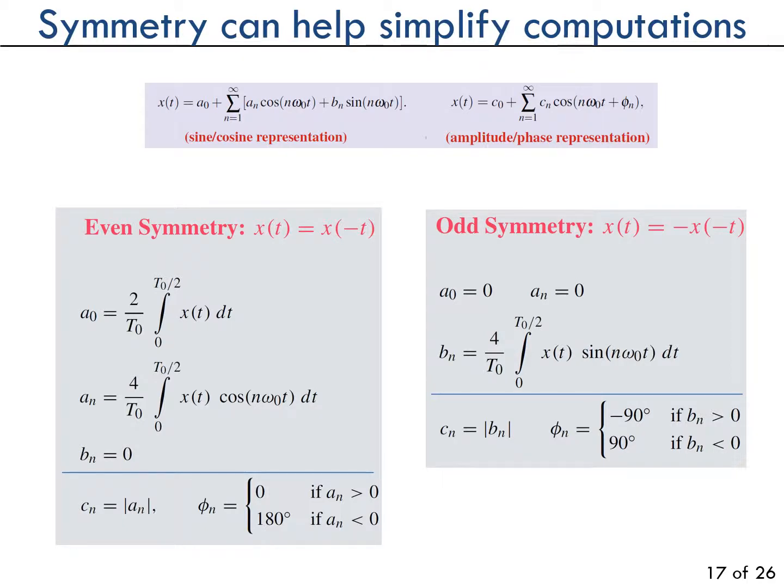In terms of the amplitude-phase representation, the Cn terms for even symmetry become the magnitude of an, and the phases are going to be 0 if an is positive, 180 degrees if an is negative. And for odd symmetry, the Cn terms will be the magnitude of the bn, and the phases will be -90 for positive bn and 90 degrees for negative bn coefficients.